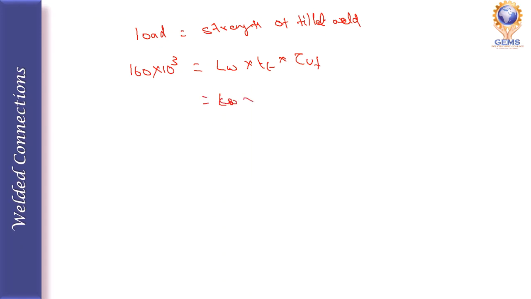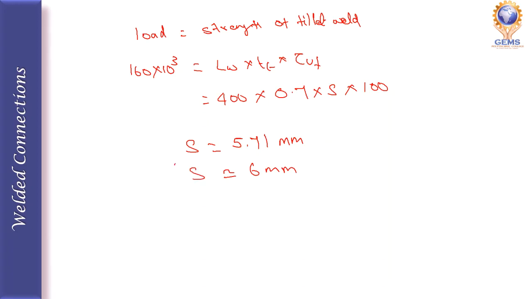What is the LW value? 400, into TT, which is K into S, that is 0.7 into S, into 100. So from this, S is equal to 5.71 mm, or we can assume 6 mm. So this is the size of the fillet weld. The answer is 6 mm.